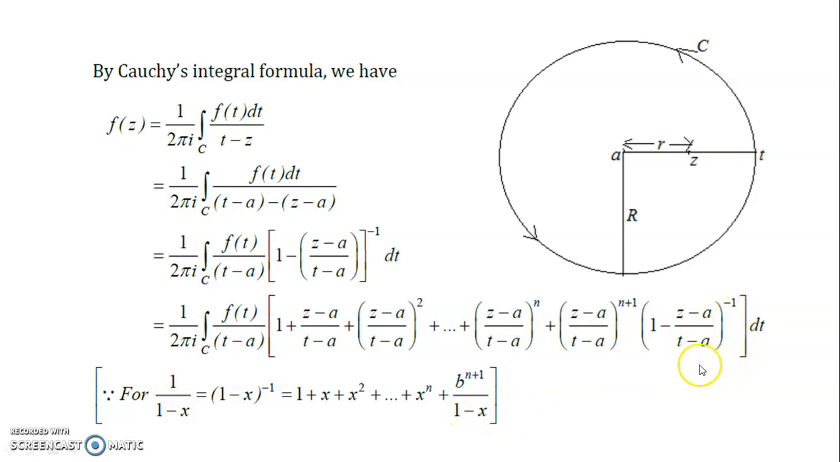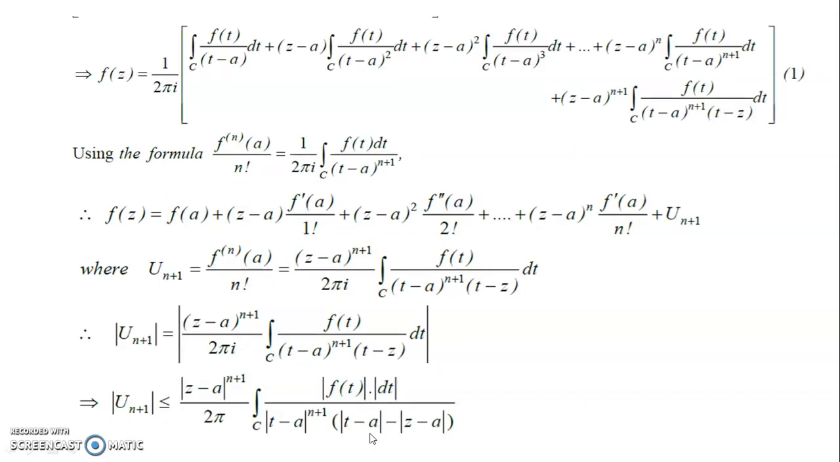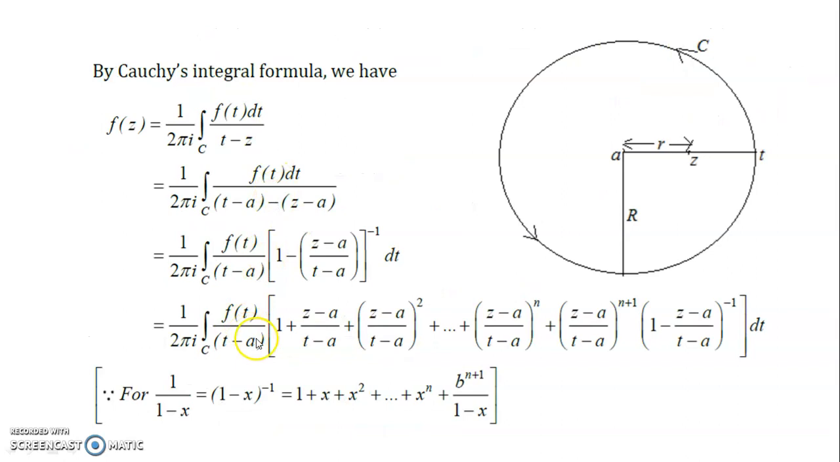So I am taking the expansion of 1 minus (z − a) divided by (t − a), to the power minus 1, using the binomial expansion. Then we can make use of the nth derivative of Gauss's integral formula. Since a lies inside C, we can take the integration throughout.